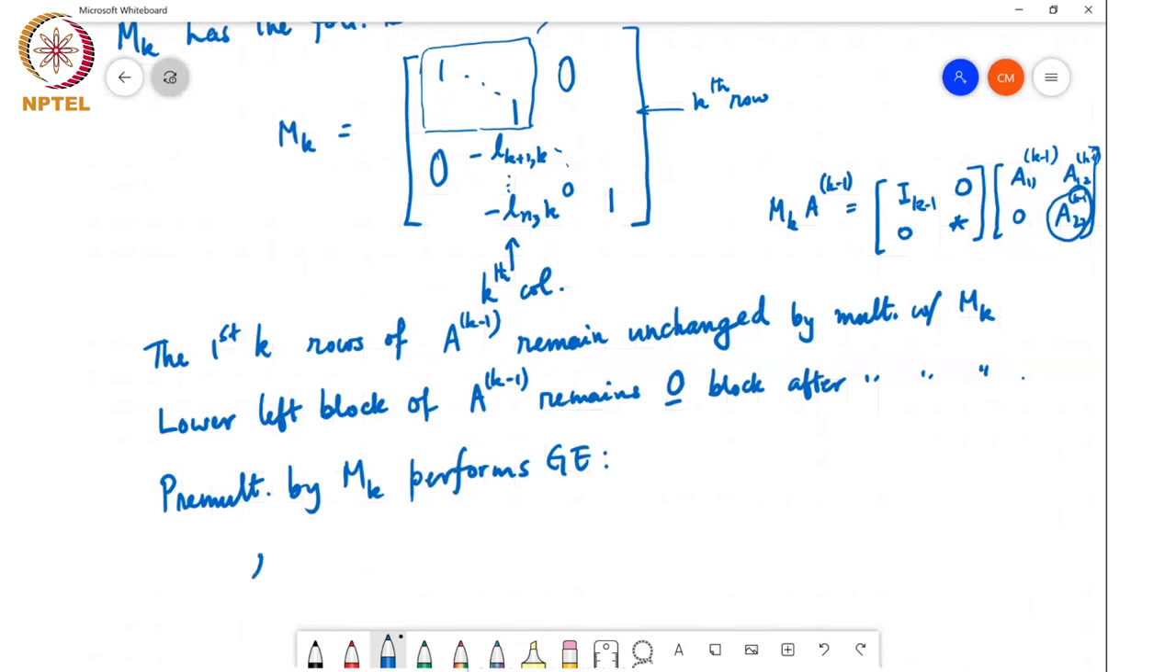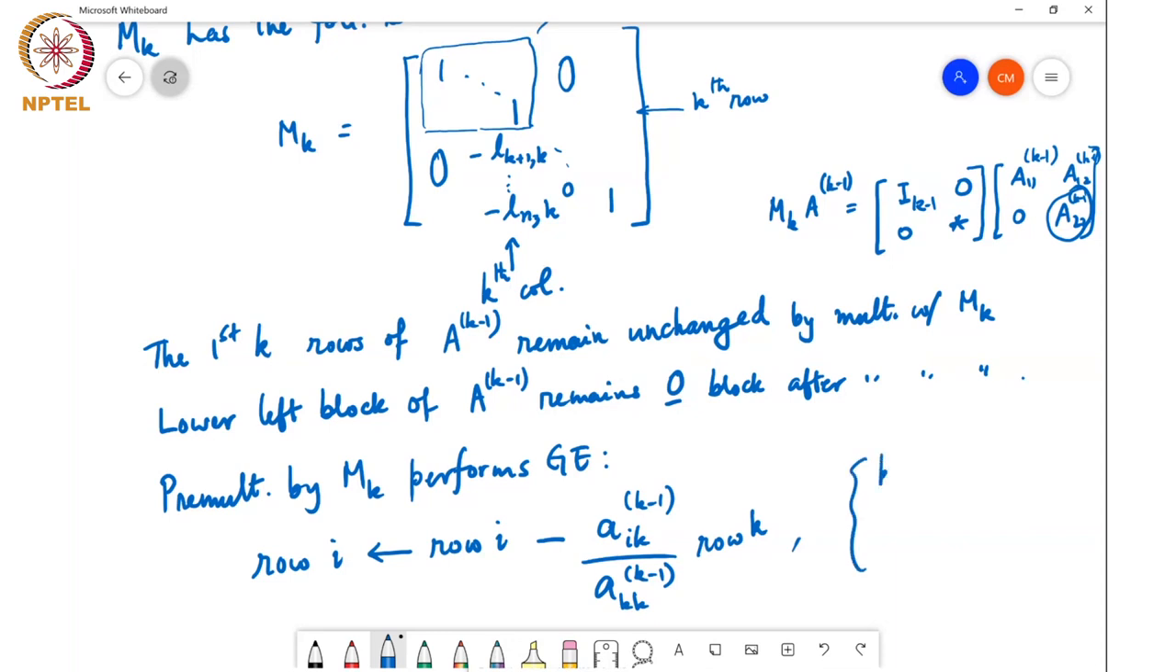That is, it will replace row i by row i minus a_ik^(k-1) divided by a_kk^(k-1) times row k. And this is for k equal to 1 up to n minus 1 and i equal to k plus 1 all the way up to n.